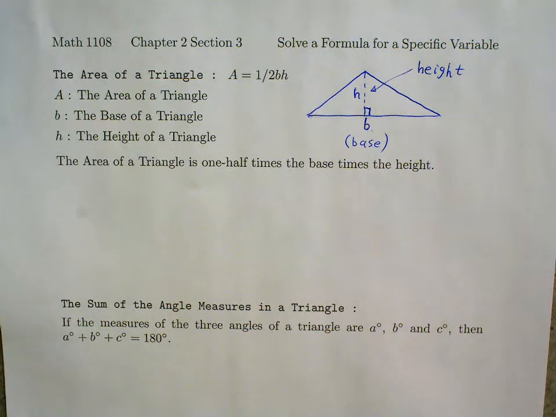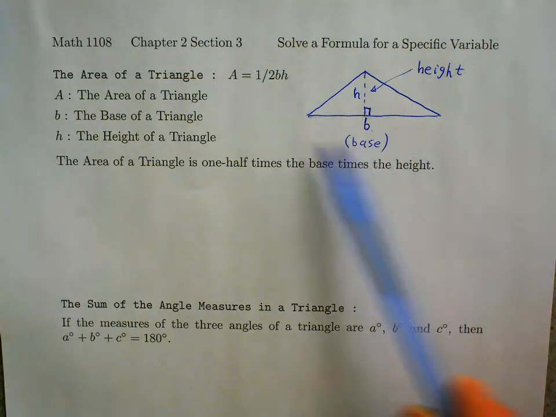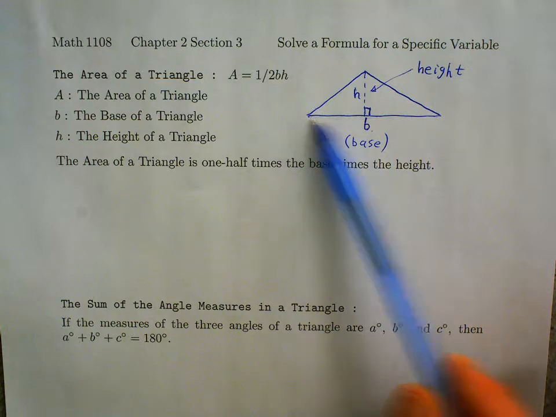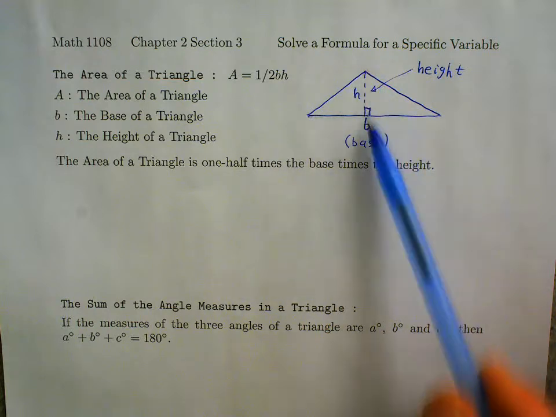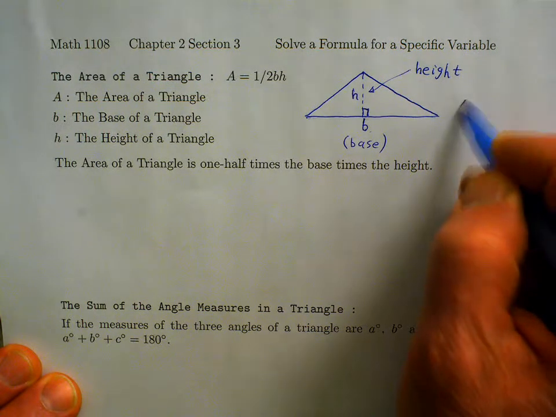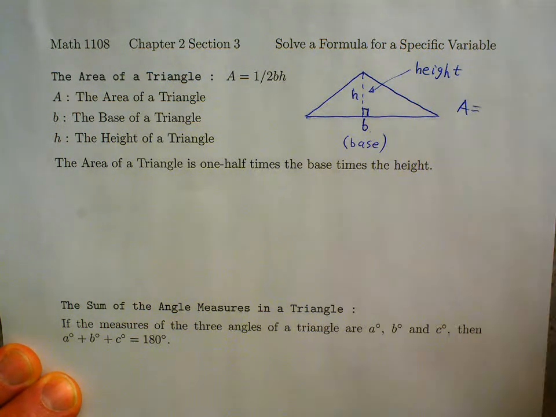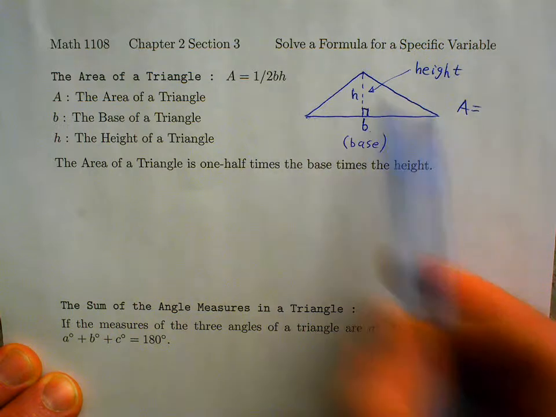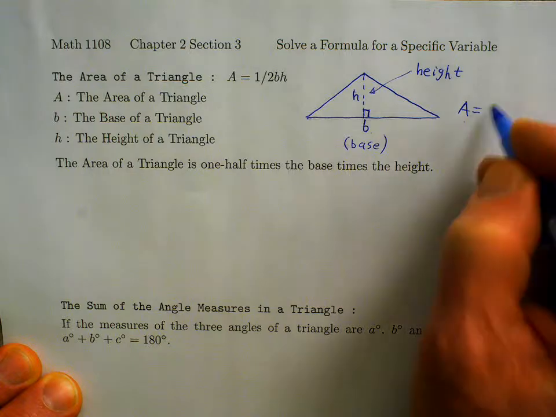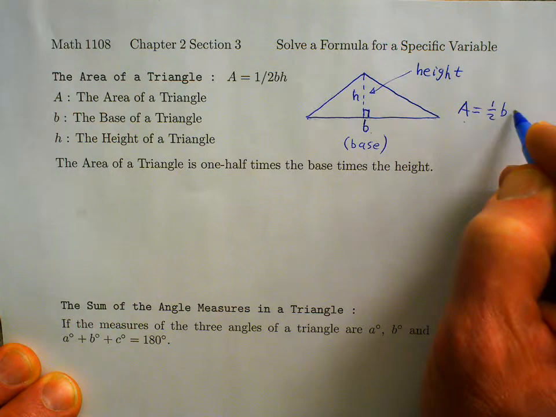So the units used could be any of a number of units. If we're using, say, inches, so if the base is B inches and the height is H inches, then the area is in square inches. So once we know this side as the base, and if we know the height, then the area is 1/2 times the base times the height.